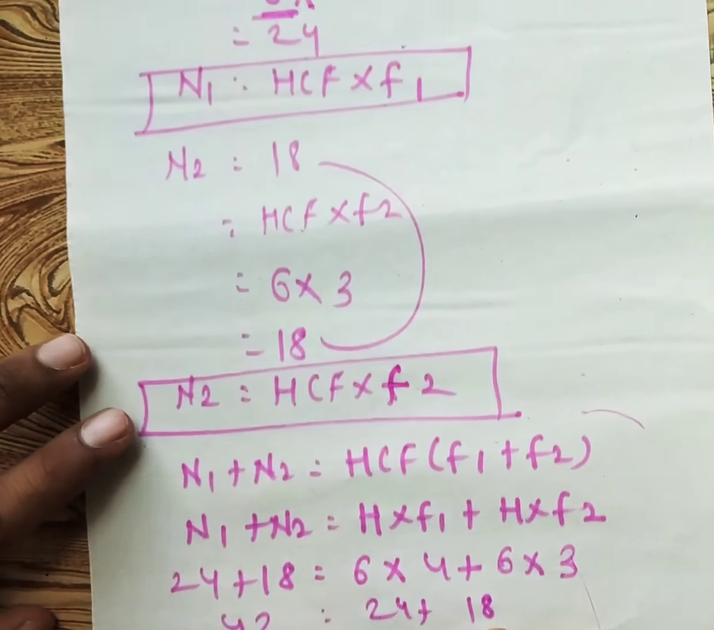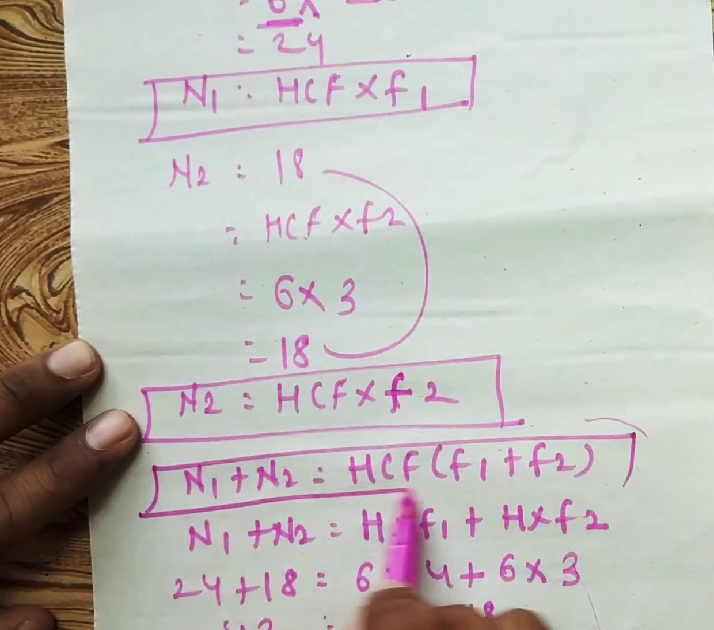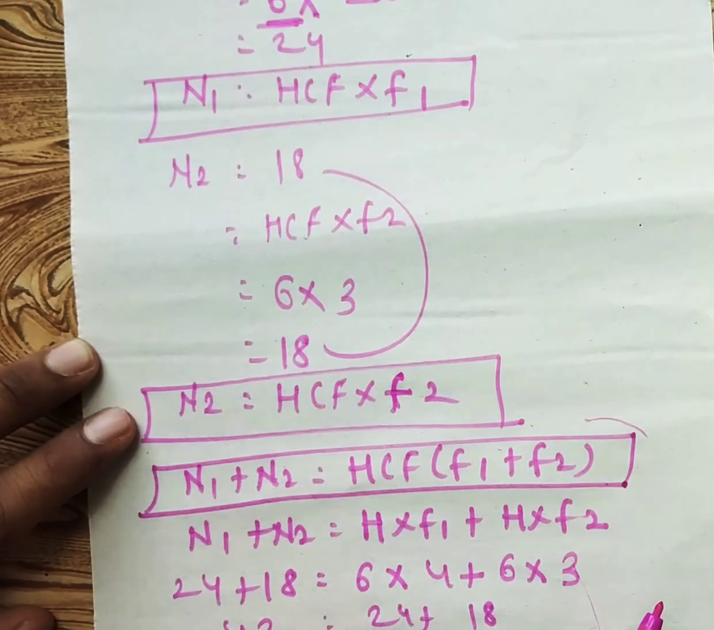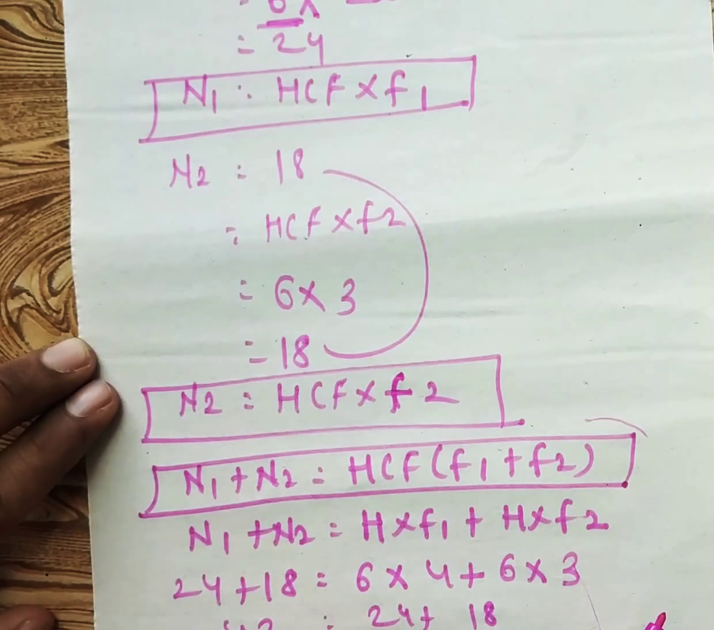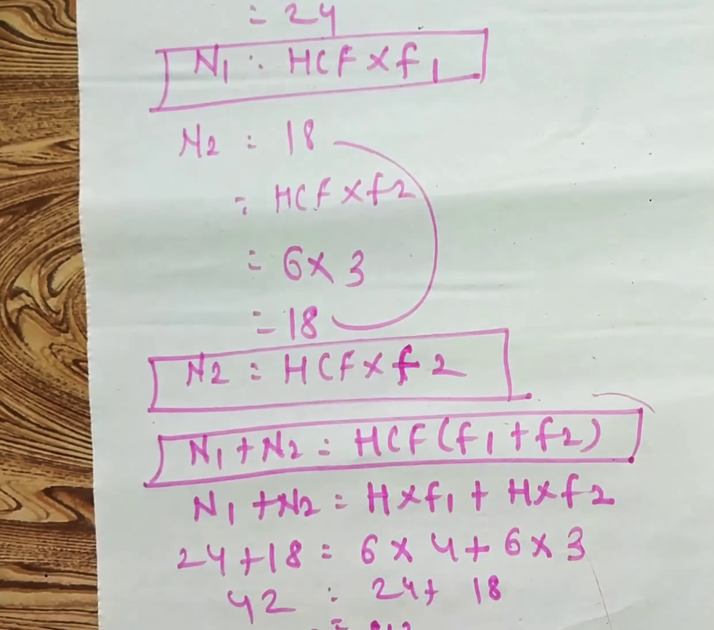So this is also very important. We have proved that the summation of two numbers is equal to HCF into F1 plus F2. N1 plus N2 is equal to HCF into F1 plus F2. This is also very important.